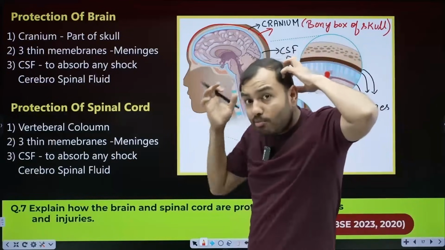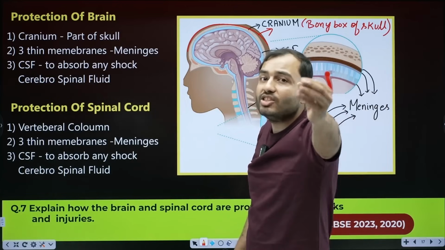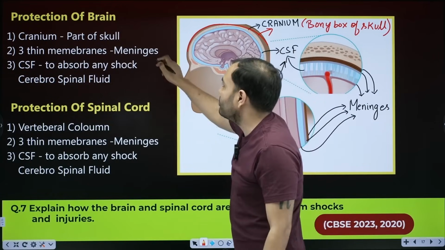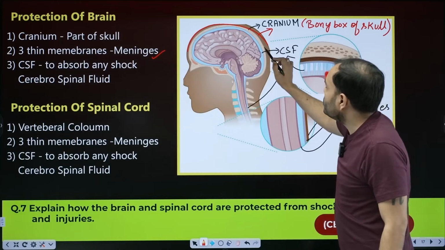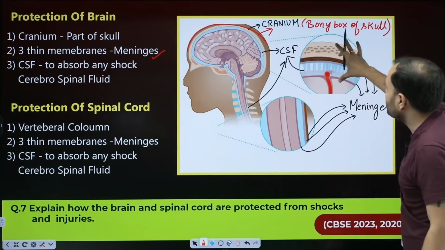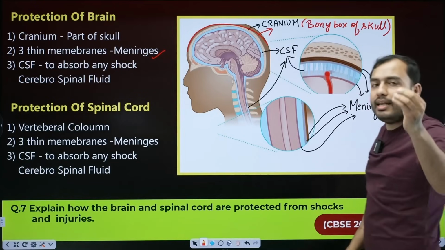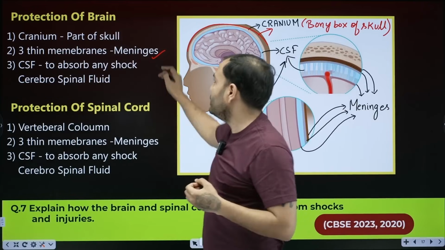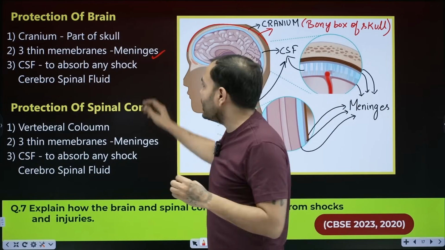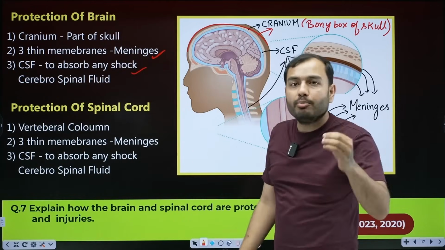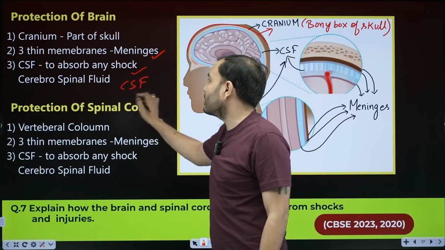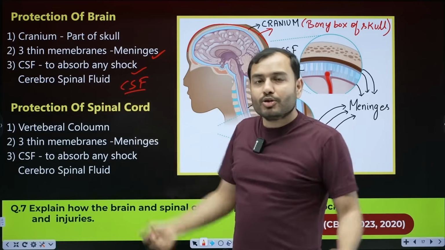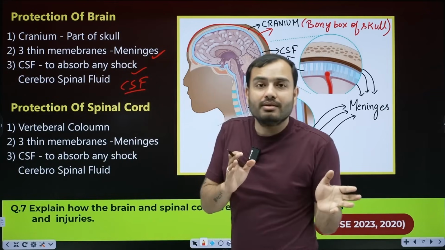After this, there are layers of 3 membranes. This is called meninges. This is not in your NCERT, but still write it down. When you look inside, you will see layers of 3 membranes. 1, 2, 3. Look, this is zoomed in. So there are 3 layers of membrane, meninges. And what is the third thing? A fluid filled inside it. Cerebrospinal fluid. Remember it? CSF. CSF soldiers. What do soldiers do? Protect us.